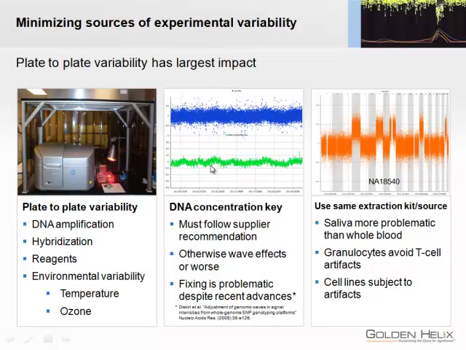There's been some advances in trying to correct these wave effects mathematically. But there are always problems when you're trying to fix these errors that are introduced.